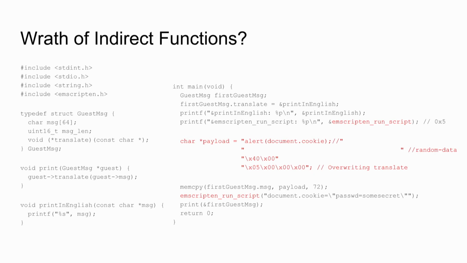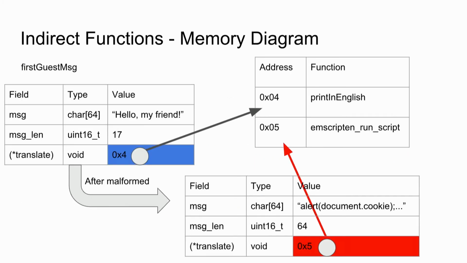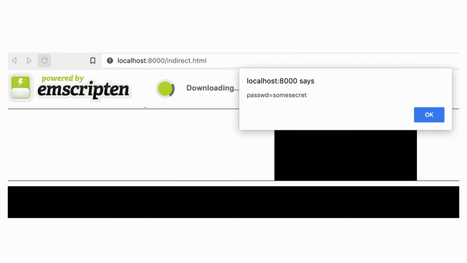But the problem again comes back to what if the user has malicious intent and overwrites the payload with something that's not expected. Here the payload starts with overriding the message with an alert document cookie. It then overrides the complete message, sets the message length to 64, and then overrides the function with a built-in function. EMCC provides a lot of built-in functions, and these kinds of attacks can be used to exfiltrate data. So instead of a normal message, our message was overflowed so that the function address for print in English was overwritten by emscripten run script, and that caused the password to be leaked.